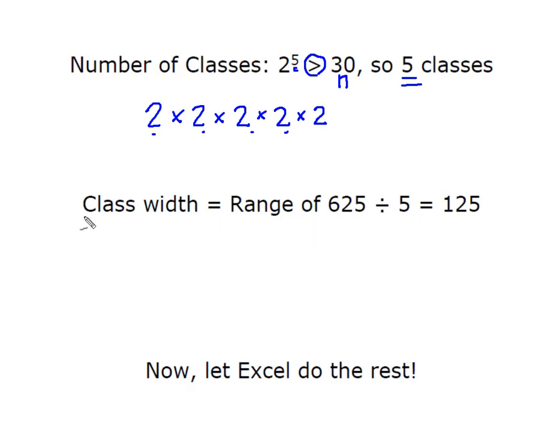Now that I know that I have 5 classes, I'm going to figure out what my class width is. So I figured out the range of my data. The longest river I had was 926 miles. The shortest river I had was 301 miles. So that gave me a range of 625. So my data range is 625. I divided it by that number of classes, and now I know I have a class width of 125. I'm going to let Excel do the rest of the work.